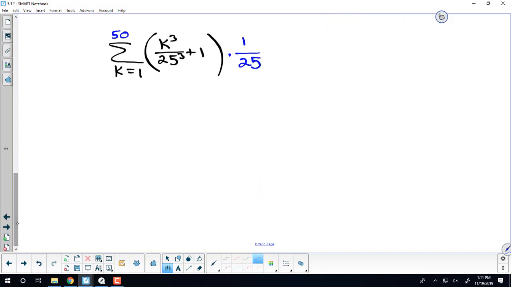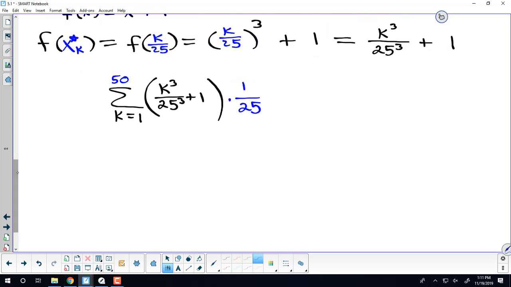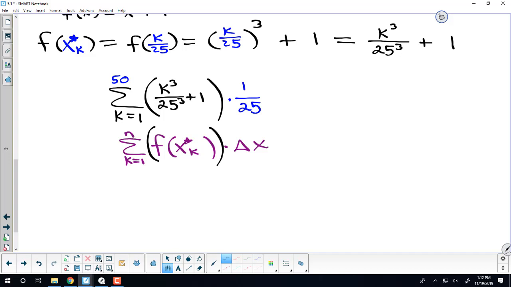So I'll just rewrite the definition out again so we can see what each piece actually is. Is everyone all right with where we're at? Are there any questions?